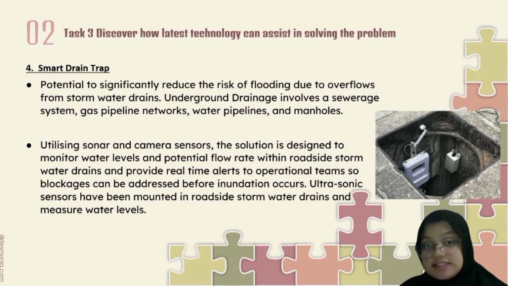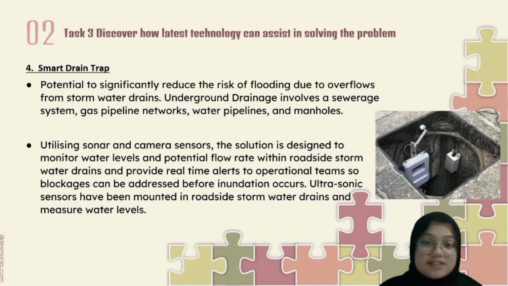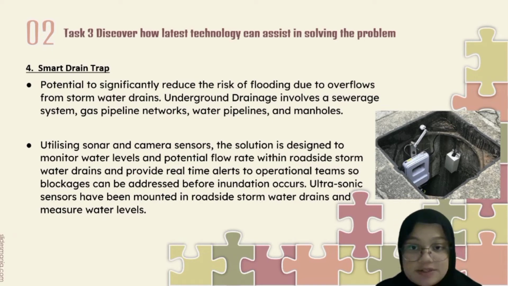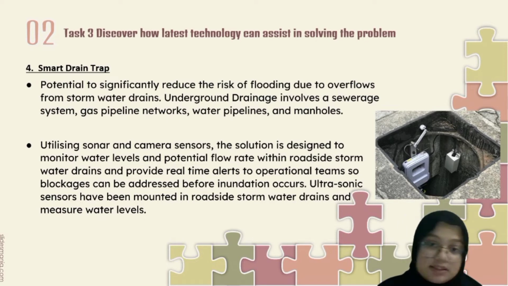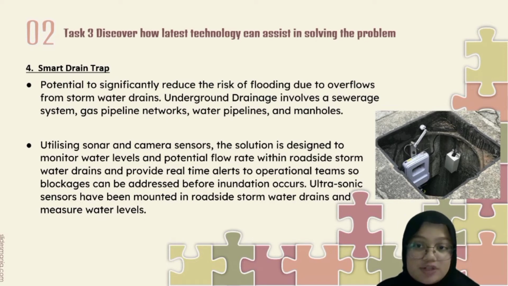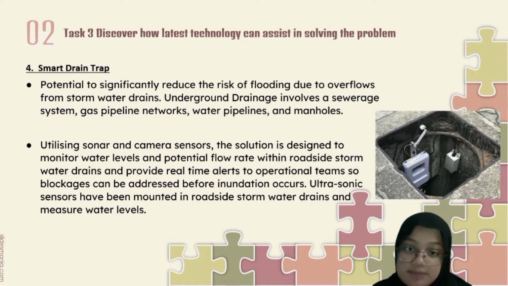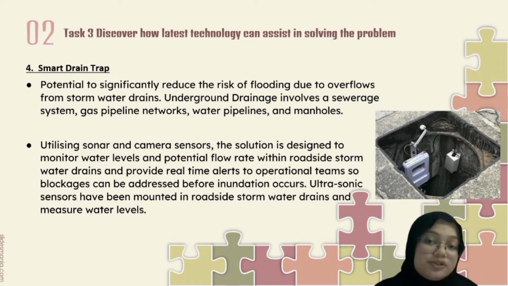So the last technology is the smart drain trap, which is our technology chosen. It has the potential to efficiently reduce the risk of flooding due to overflow water in storm water drains. Underground drainage involves a sewerage system, gas pipeline network, water pipeline, and main. Utilizing sonar and camera sensors, the solution is designed to monitor water level and potential flow rate within roadside stormwater drains and provide real-time alerts to operational teams so blockage can be addressed before inundation occurs. Ultrasonic sensors have been mounted in roadside stormwater drains and measure water level.